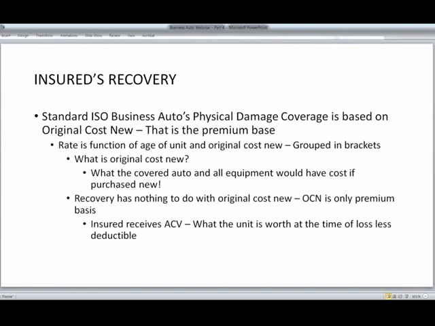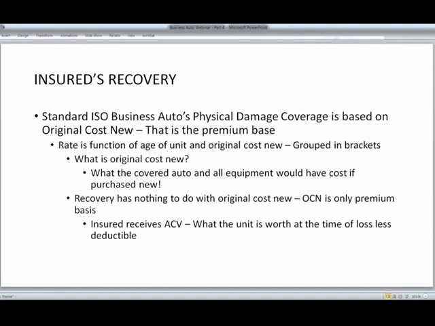Misunderstanding though, what is original cost new? It might not be what your insured paid for it, particularly if they bought it used. It's what the covered auto and all the equipment would have cost if purchased new, not what your insured paid for it. If your insured moves a van body over or a utility body over from one truck to the new truck, the original cost new would be what that new truck cost and what that equipment would have cost if they bought it new. That's original cost new. That's the concept of the physical damage coverage in the policy.